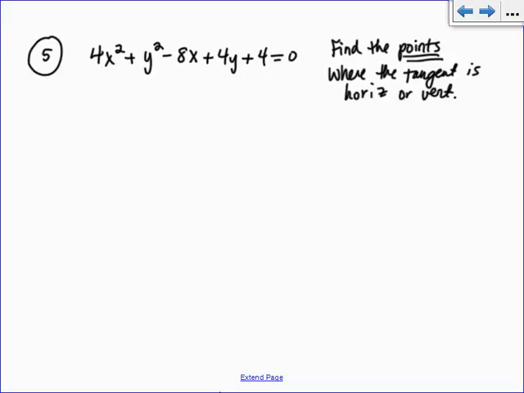So first, in order to find where I have a horizontal tangent line, I want to find the slope, and then I want to set it equal to what? 0. What if I want a vertical tangent? I just told you, right? That's when you find it undefined. So how do you find an undefined slope?